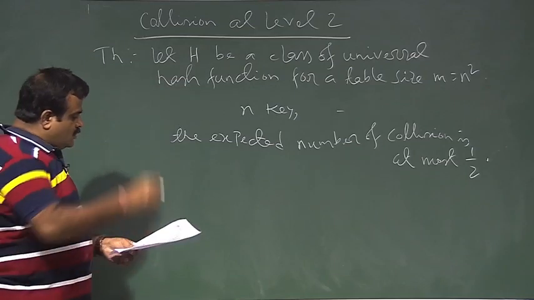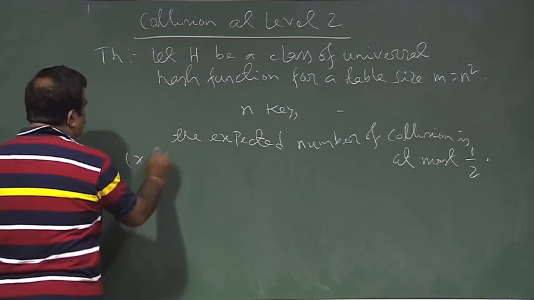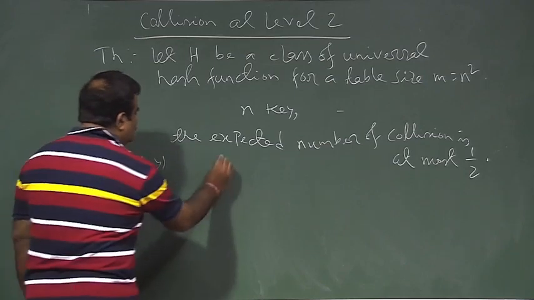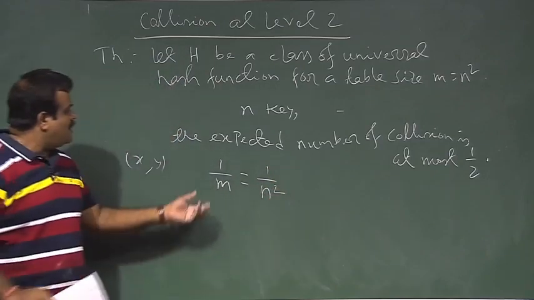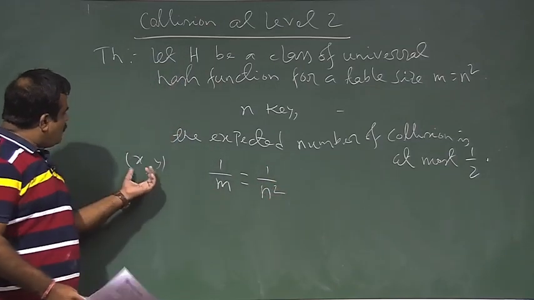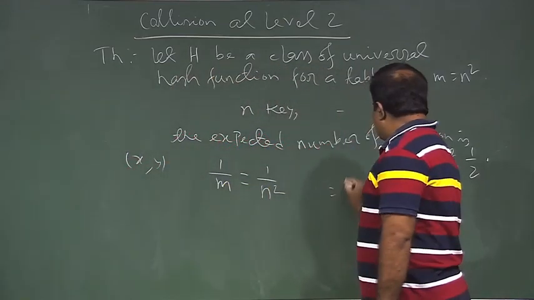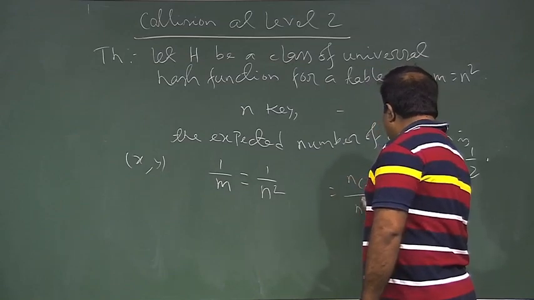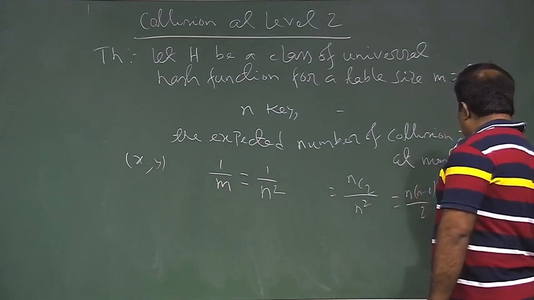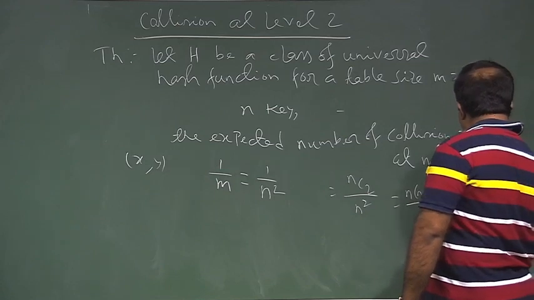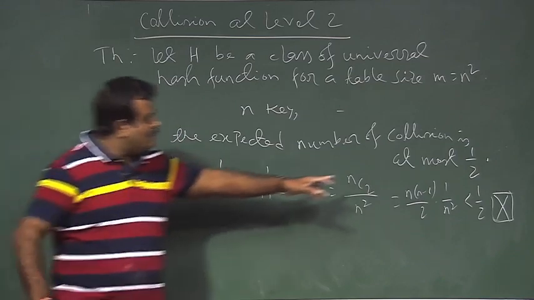So, how to prove this? To prove this, if we take two keys x and y, what is the probability that they will collide? It is basically 1 by m, m is the table size, so it is basically 1 by n square, because we are choosing the universal hash function. Now, how many pairs are there? There are n c 2, so the expected number of collisions is basically n c 2 by n square. So, it is basically n into n minus 1 by 2 into 1 by n square, which is less than half. So, this is the proof. So, we cannot expect even one collision; the expected number of collisions is at most half.